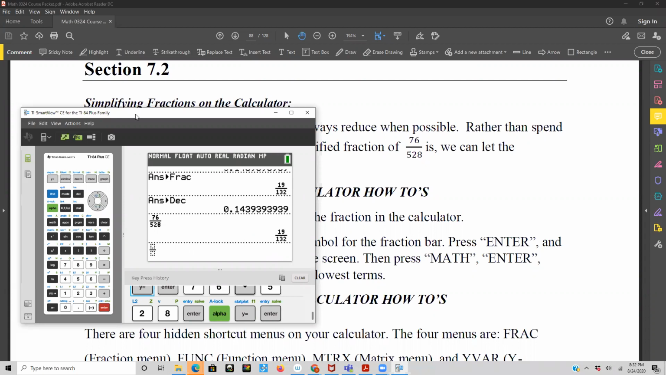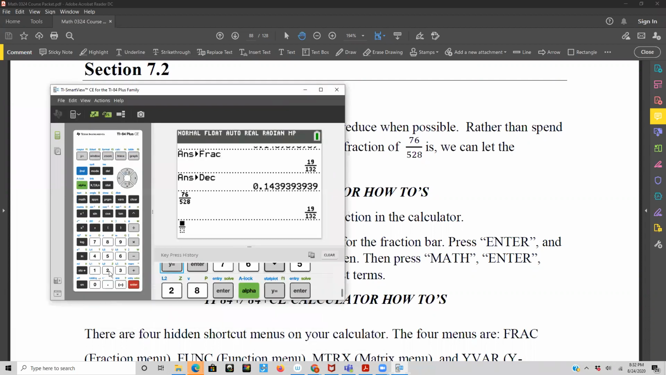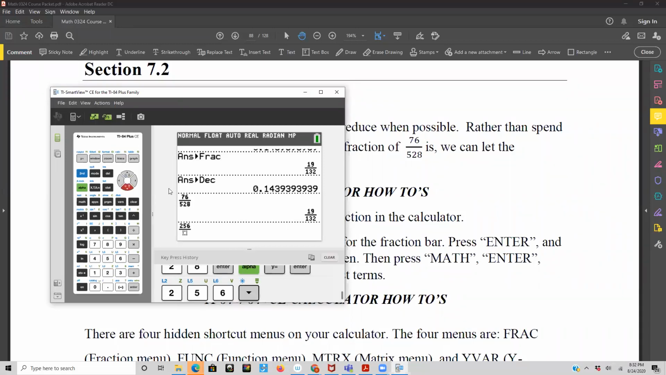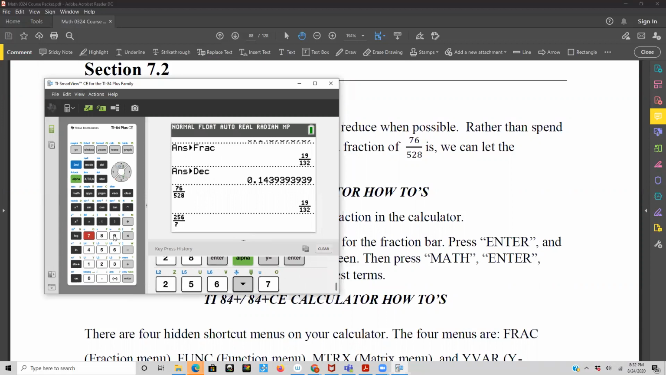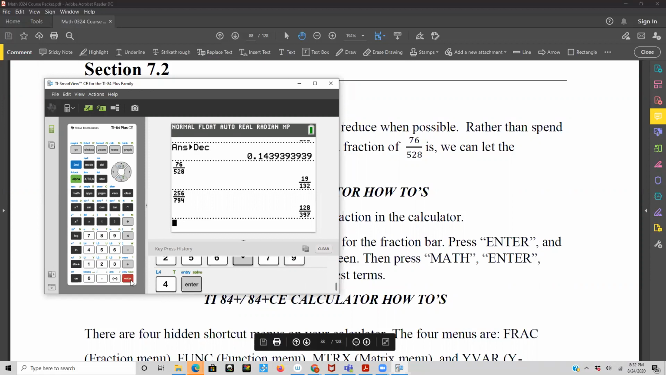If we wanted to do 256 over 794, go ahead and do that. You can pause, or maybe I'll wait a second for you to do it. Let's make sure that you can do it, and I'm going to do it too, in two ways. First, I'll do it with the alpha F1 stuff: 256 over 794, and enter. That's the fraction again: 128 over 397 is the reduced form.